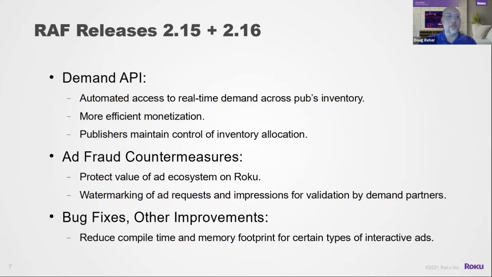First up, let's talk about Demand API. If you're not familiar with header bidding in general, it's a way of optimizing programmatic ads by conducting real-time bidding for your ad inventory through outside ad exchanges. Obviously, as we're showing here, one of the main goals of that is more efficient monetization of your content, while still giving you some control over how your inventory is allocated.